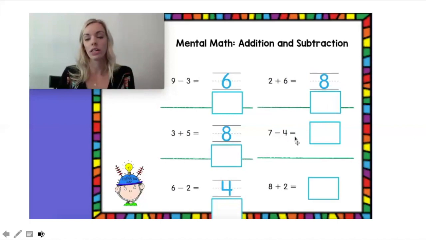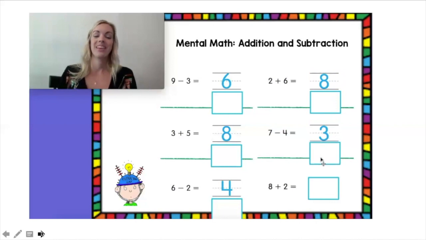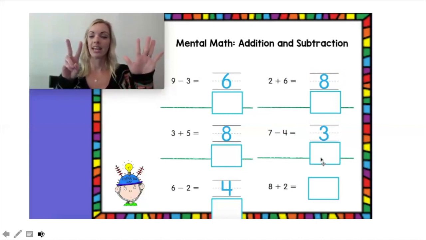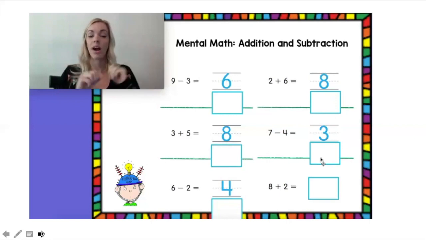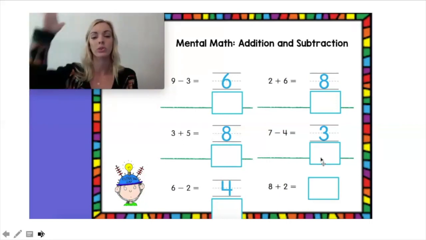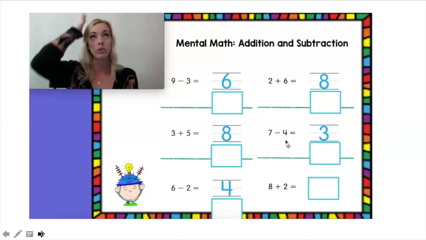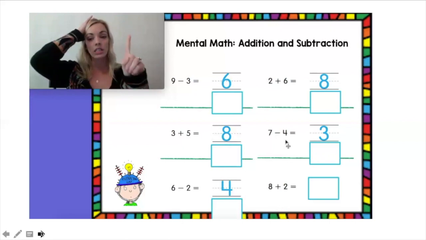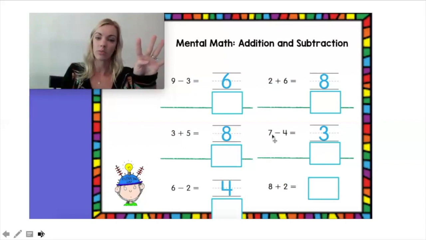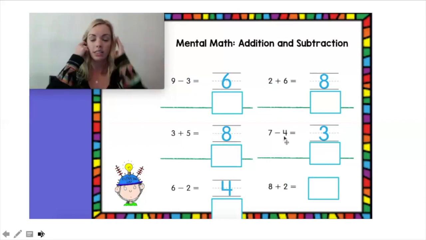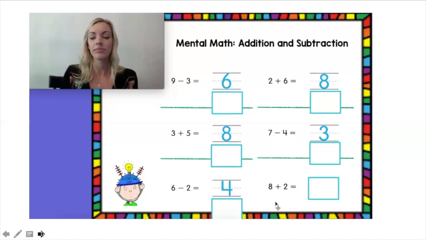7 minus 4 equals 3. If I have 7 and I take 4 away, 1, 2, 3, 4, that leaves me with 3. You can also count back from 7 4 times. So hold 7 in your mind because that's the number you start with, and count back 4 times. So I have 7, 6, 5, 4, 3. Counted back 4 times because that's what the minus sign said to take away. And the last number I said was 3.